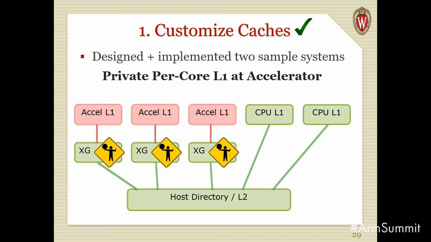Okay, so we talked about 3 goals that we wanted to meet. The first goal was we wanted customizable caches, and we have demonstrated, I'm not going to give you all the details here, that you can support private per core L1s per accelerator.